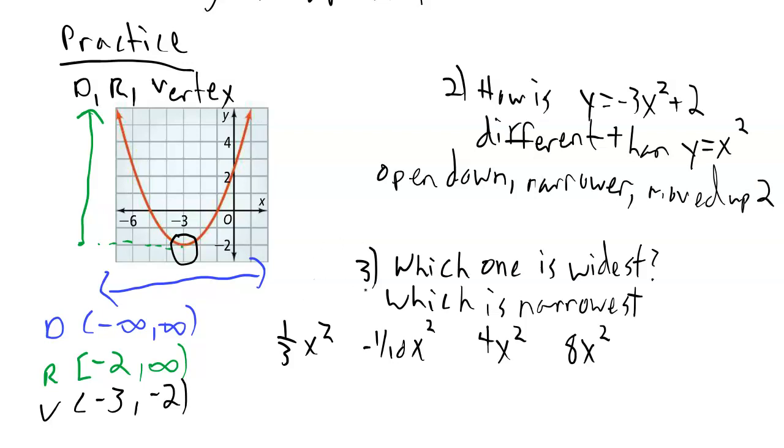And then for problem 3, which one of these is the widest and which is the narrowest? We have 1/3 x squared, -1/10 x squared, 4x squared, and 8x squared. The widest one is going to be the one that's closest to 0, the one that's the smallest fraction. So the widest one is going to be -1/10 x squared. Right? The -1/10 is smaller than any of the rest of these. The narrowest is going to be the largest value, the one furthest away from 0. And in that case, this is 8x squared.